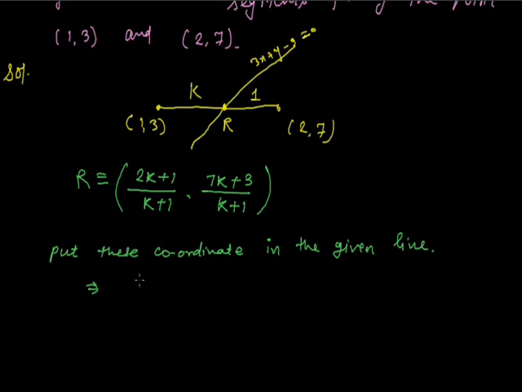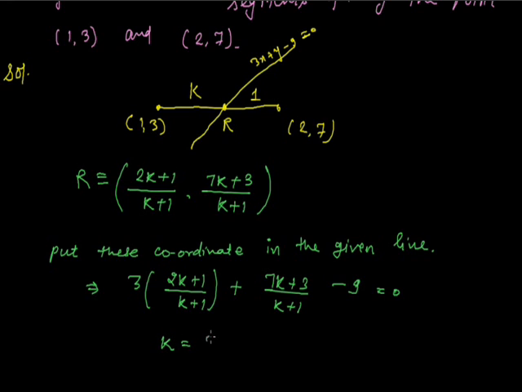Then we will obtain the answer like 3 times (2k plus 1) divided by (k plus 1) plus (7k plus 3) divided by (k plus 1) minus 9 is equal to 0. And after solving this equation, we will obtain the value of k is equal to 3 upon 4. So this is the required value of k for which the given line segment is dividing the line joining these 2 points.